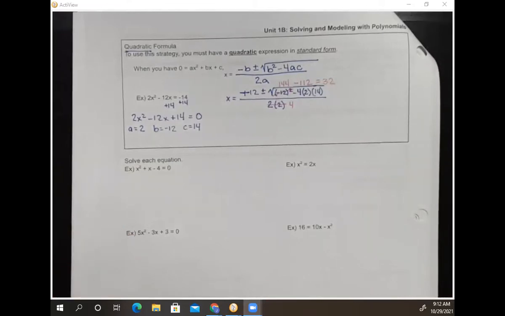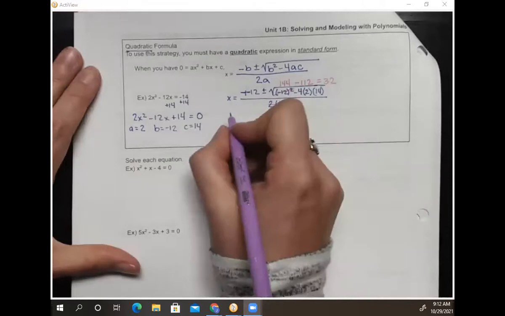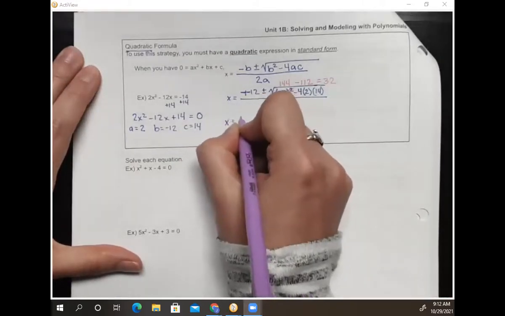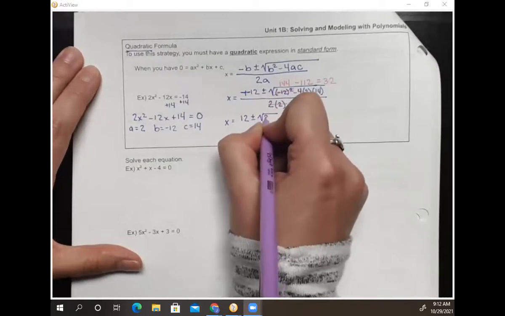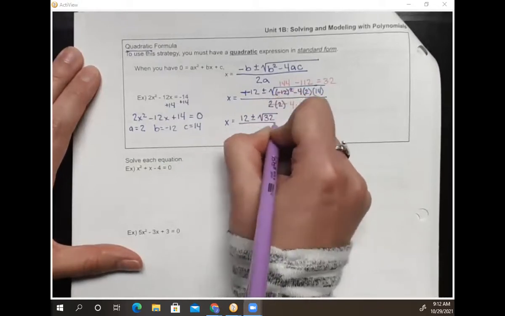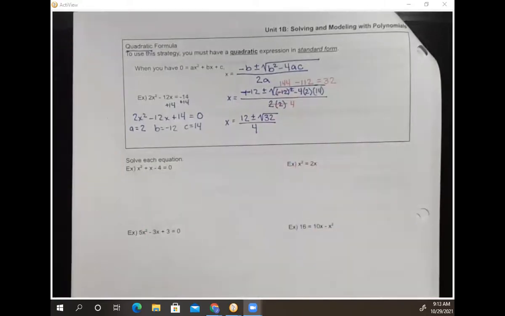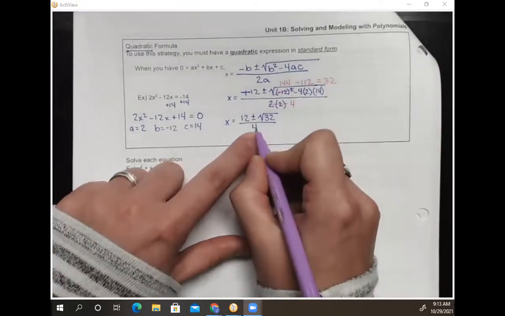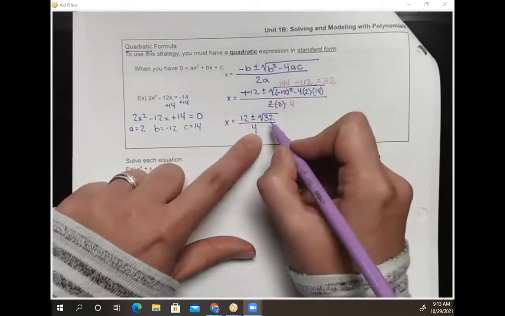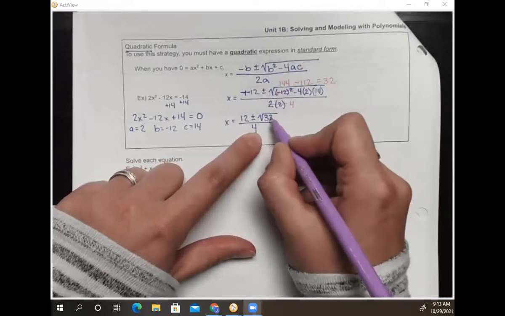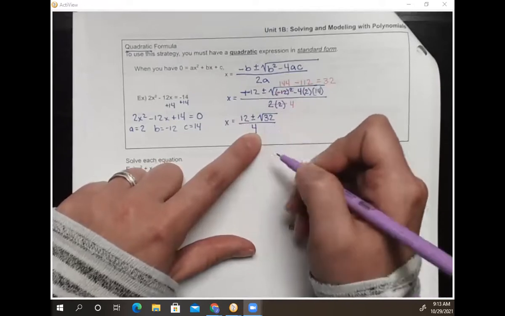So I'm going to write what I have left after doing my little tidy up. I've got x equals positive 12 plus or minus the square root of 32 all over 4. Now I want to simplify as much as I possibly can. I've got 4 on the bottom here. I know that 4 goes into 12, so I could reduce the 12. But what I want to know is, can I simplify this root and take 4 to reduce any of that?